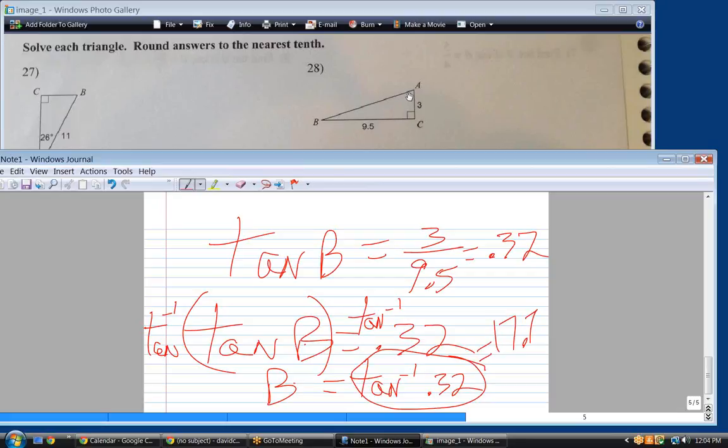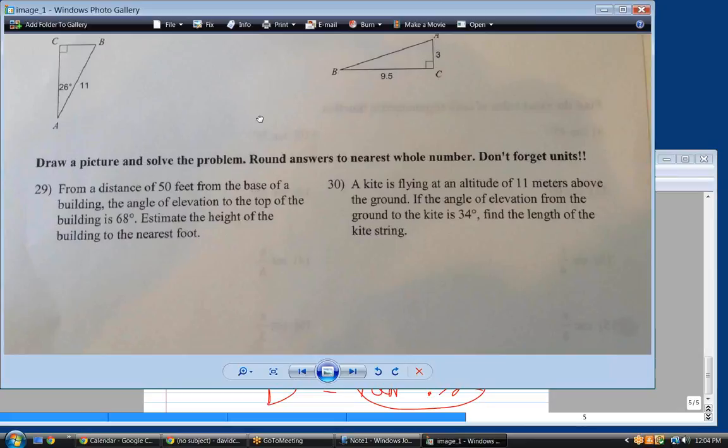Now we can figure out the other angle by just subtracting it from 90. So now we almost have it completely solved. We have two sides, all three angles. We could use a trig function to solve for the hypotenuse. We could use the Pythagorean theorem. You got all kinds of things. But in general, use trig functions to solve each of these.